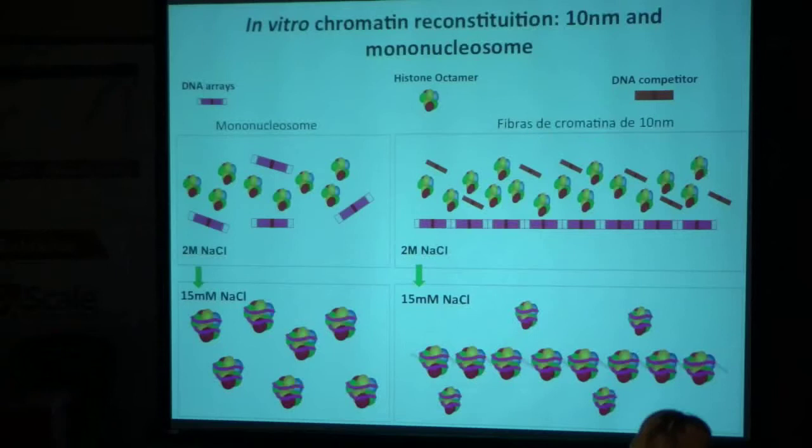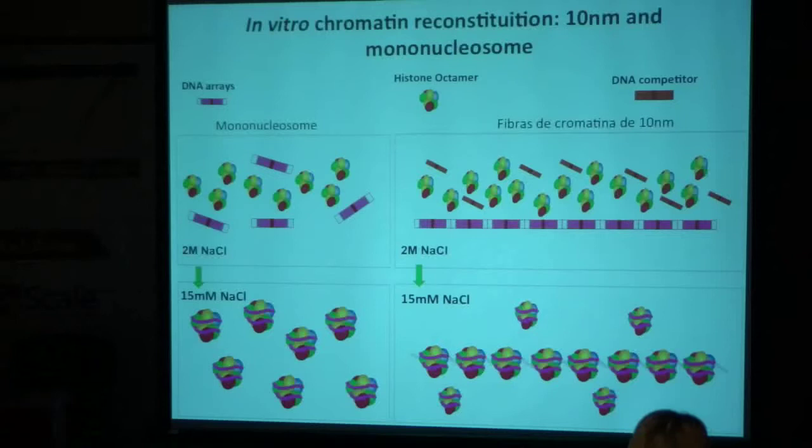So basically, I put this together in a dialysis tube, and I come from 2 molar salt because I need to be in 2 molar salt to get the octamer together, and then dialyze slowly to get the mononucleosome or to get long chromatin fibers. So depending on the array, I'm going to have X nucleosomes. I can have from 15 to 61 nucleosomes, I mean long fibers or short fibers or just mononucleosomes.